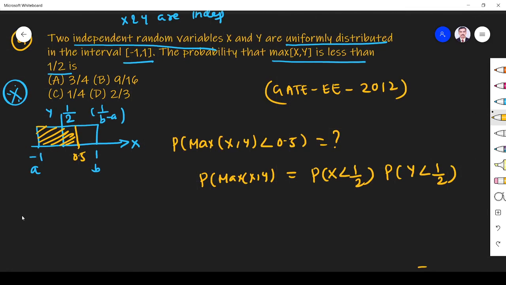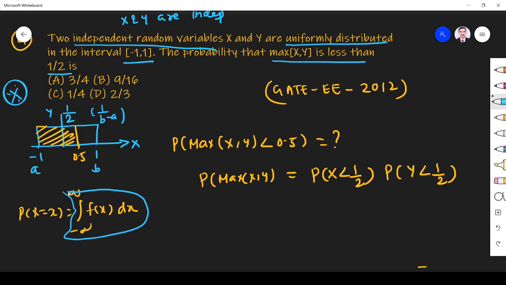So what is p of x less than something? Once you know the distribution, probability is given by the integral from -infinity to +infinity of f of x dx. This integral has another meaning: the area under the curve. Whenever we have a uniformly distributed random variable, use the area under the curve. Don't go for integration, because the other meaning of integration is area under the curve.